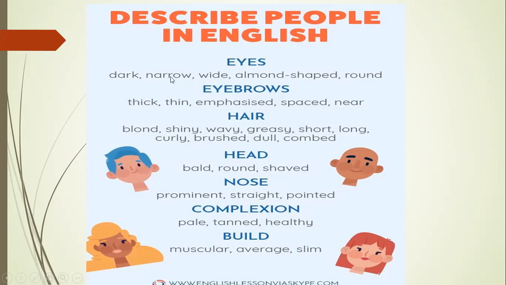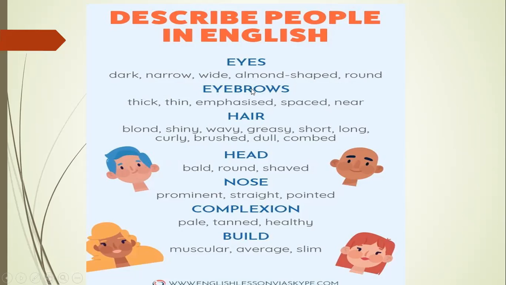Puedo decir que son angostos o pequeños. I have narrow eyes. Puedo decir que son amplios, grandes. I have wide eyes. Puedo decir que tengo ojos rasgados. I have almond-shaped eyes. O puedo decir que tengo ojos redondos. I have round eyes. Eyebrows. Eyebrows quiere decir cejas.